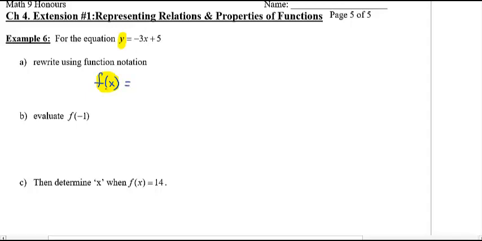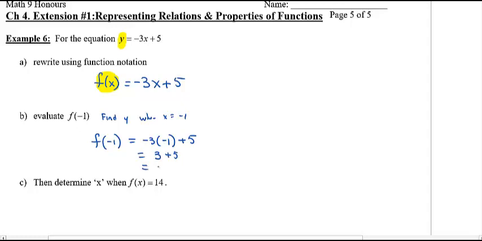F of x means the function with respect to x, and that's why on the right hand side we have x. So if I give you something like part b, what's this f of negative 1? What does that represent? This means find the actual y value when x equals negative 1. Or, in my function notation, I'm replacing the x with negative 1. So that means on the right hand side, I'm also replacing the x with negative 1. And then evaluate. What's negative 3 times negative 1? That's positive 3 plus 5. The answer here is 8. So really what I'm saying is when x equals negative 1, the y value, which is this function, is 8.